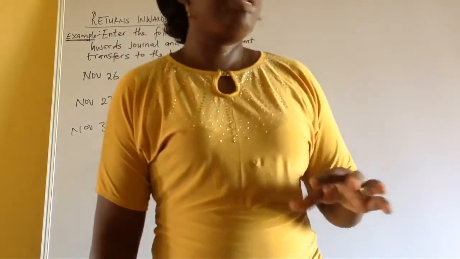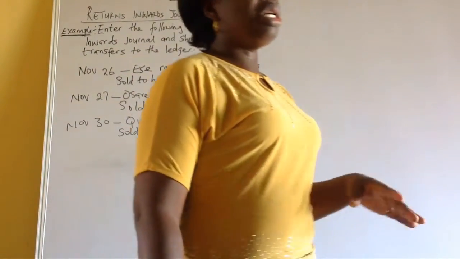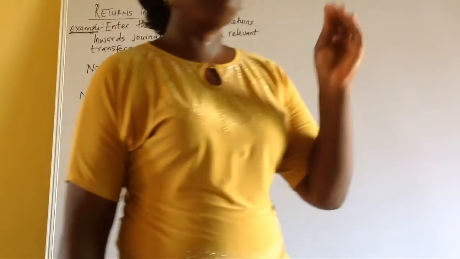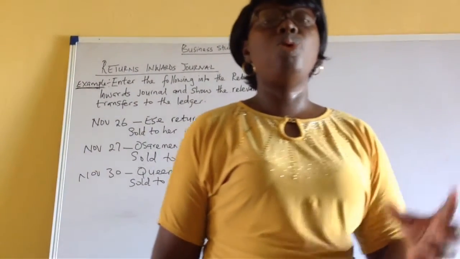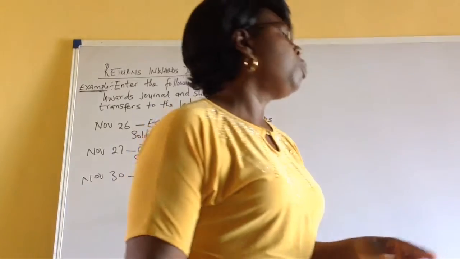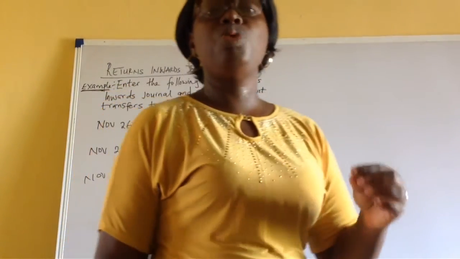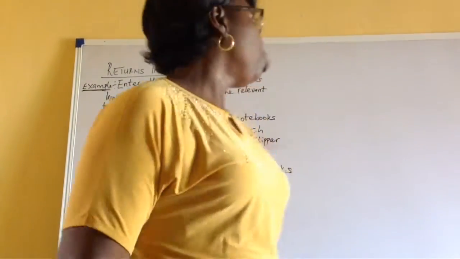Like you may have read from your note, the returns inwards journal is the book that is used for recording all items that are returned to the organization due to one reason or the other. The source document for the returns inwards journal is the credit note.